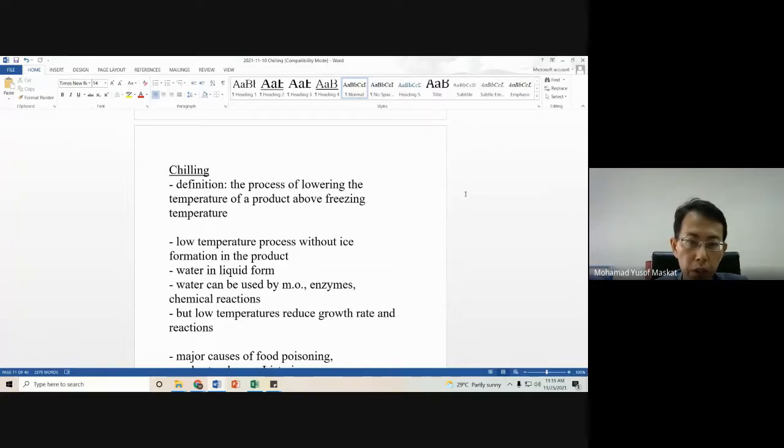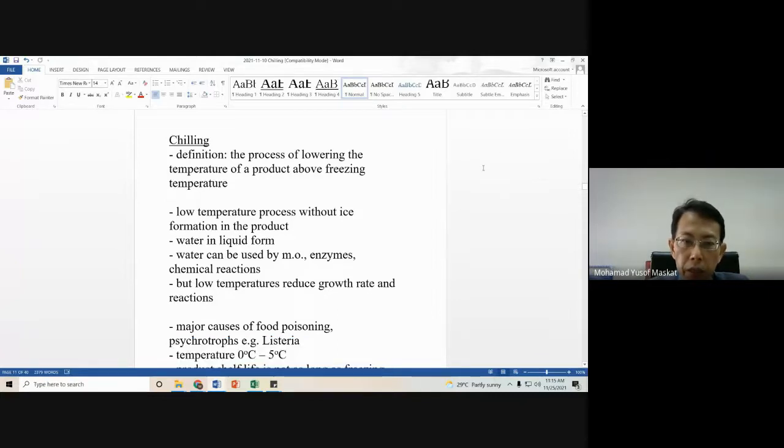If we lower the temperature but still maintain it above the freezing point of water, it is called chilling. In Malay it is called penyejukan. But if we reduce the temperature further, beyond the freezing point of water, then we call it freezing. In Bahasa Melayu it is penyejuk bekuan, based on sejuk beku. So we have penyejukan and penyejuk bekuan: chilling and freezing.